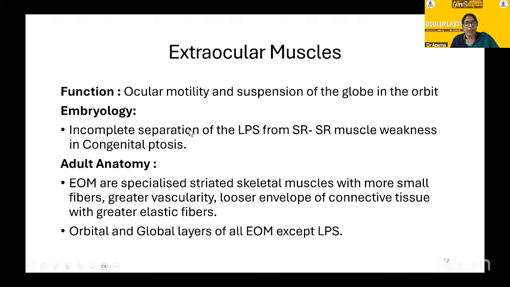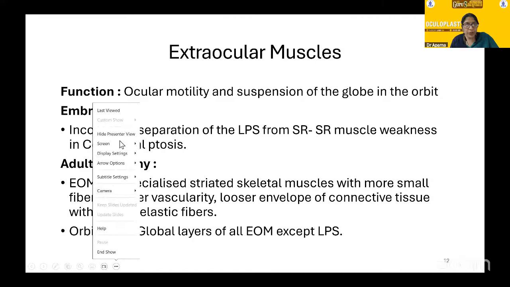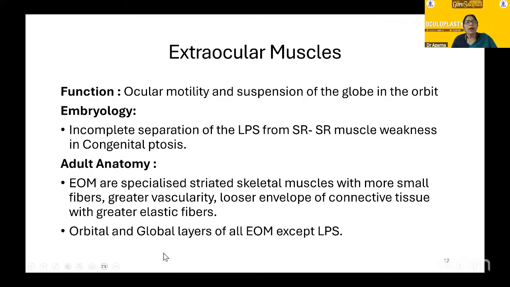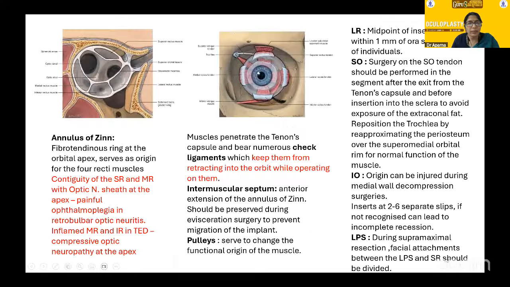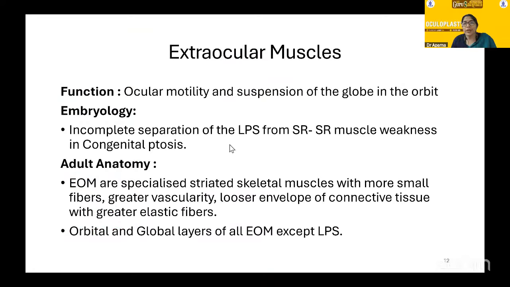Coming on to the extraocular muscles, they are 4 recti and 2 obliques, and the LPS. So the function of the extraocular muscles is obviously ocular motility and also the suspension of the globe in the orbit. Embryologically, if the LPS is incompletely separated from the superior rectus, there could be a superior rectus muscle weakness in cases of congenital ptosis.